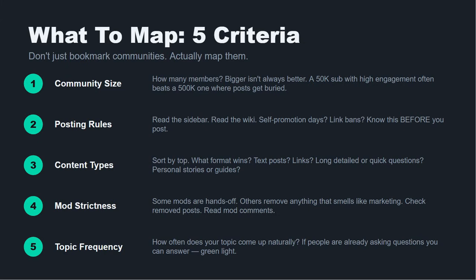The third thing is the content type. So have it research the content types. Again, you need to do it manually first so that you see what's happening. But get the AI to go ahead and sort the top posts, see what formats are winning in these subreddits. Is it text posts only, or are they links? Are they long detailed guides? Are they quick little posts, right? Are they personal stories, how-to guides? They vary from subreddit to subreddit wildly, as you can imagine.